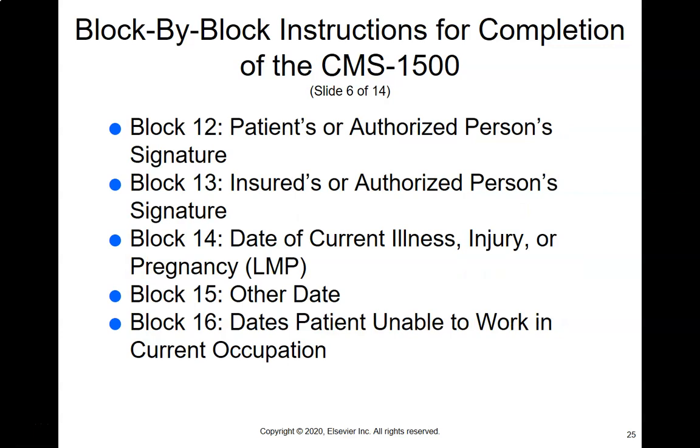Block 12 is the patient's or authorized person's signature, also known as the SOF, signature on file. Block 13, insured or authorized person's signature, can also be filled out as SOF. And you've got to make sure we've got these signatures on file to be able to use the SOF. Block 14 is the date of current illness, injury, or pregnancy, LMP. Block 15 is the other date. Block 16 is dates patient unable to work in the current occupation, and you would fill that out with a workers' comp claim.